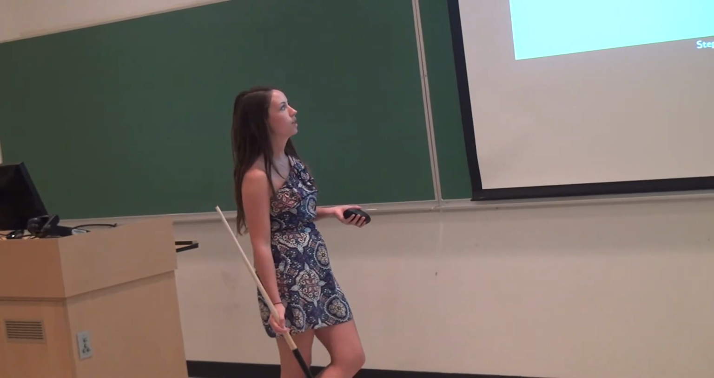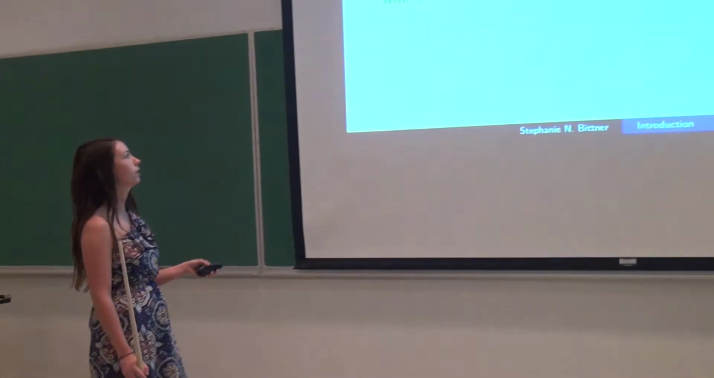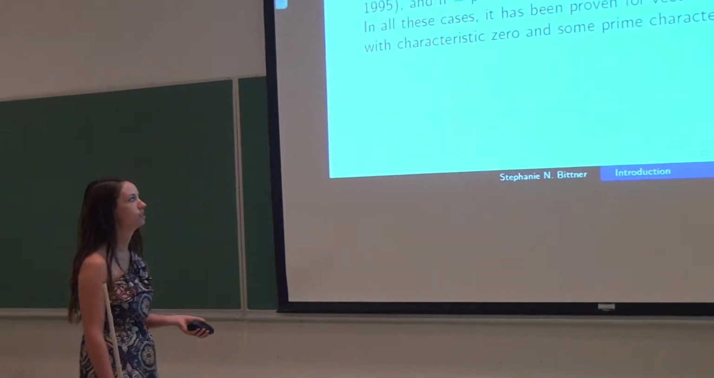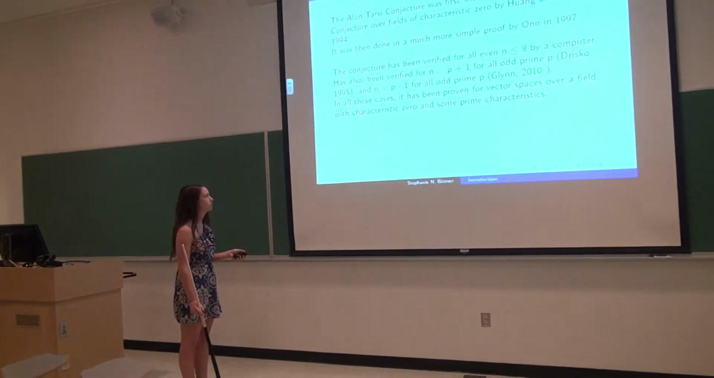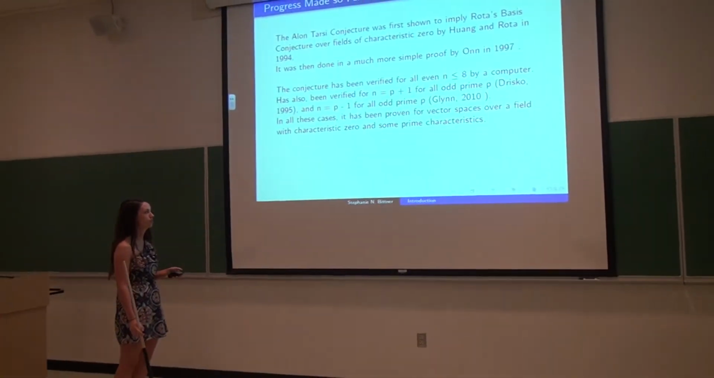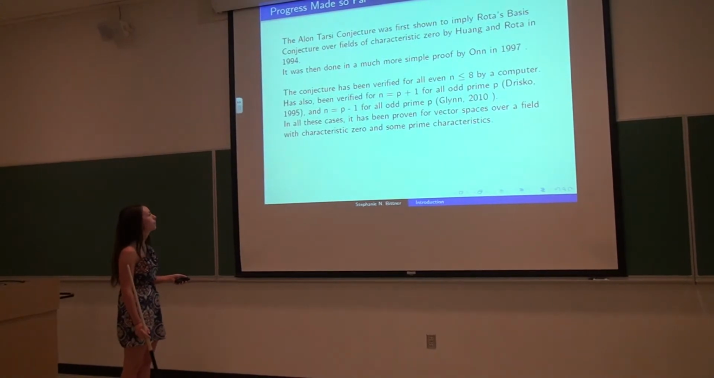It has also been verified for n equals p plus 1 for all odd prime p by Drisko, and n equals p minus 1 for all odd prime p by Glynn. In all these cases, it has been proven for vector spaces over a field with characteristic 0 and some prime characteristics.